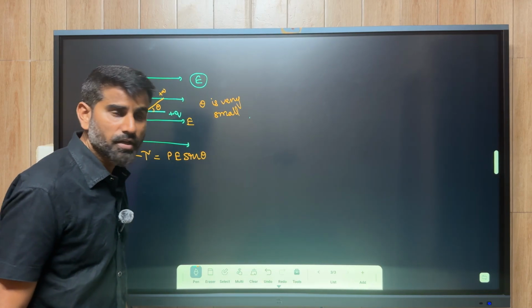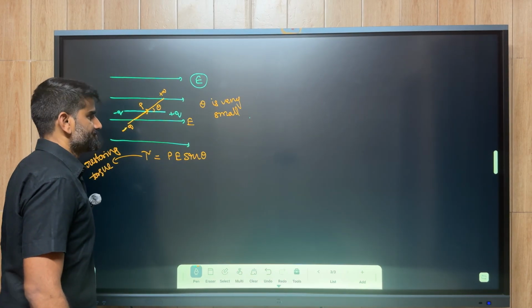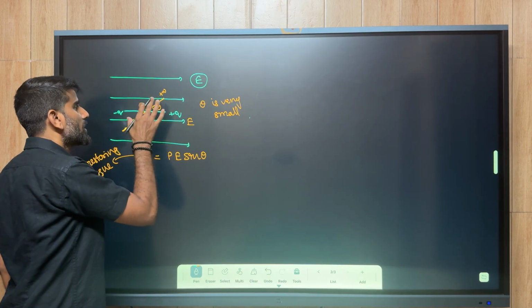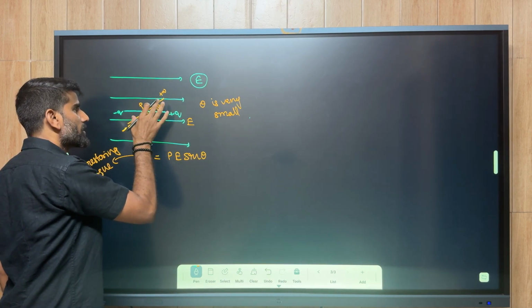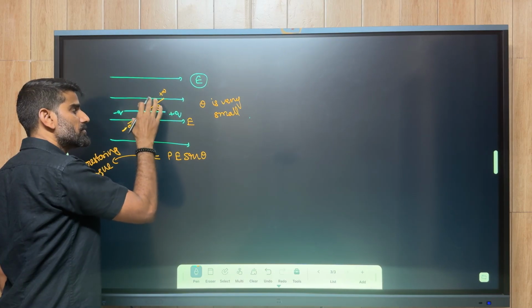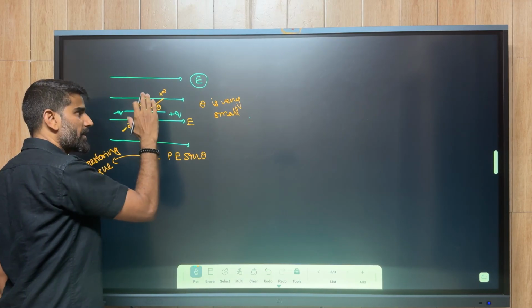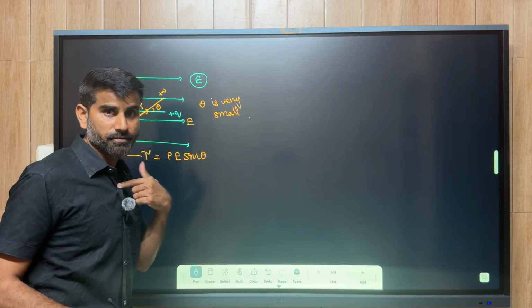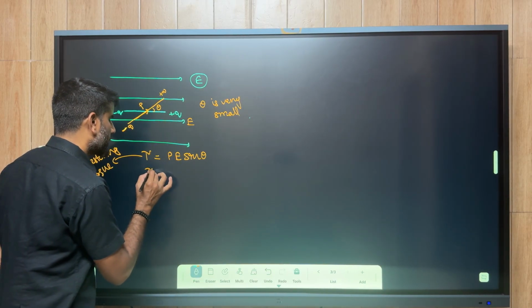Hope my point is clear to you, right? Now let us understand. I was the person who took this dipole and displaced this dipole slightly. That means there is a torque that I have created.